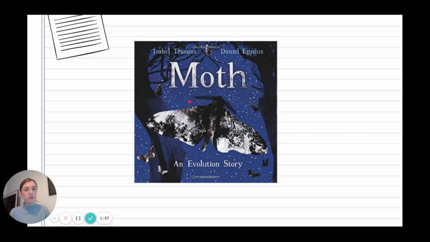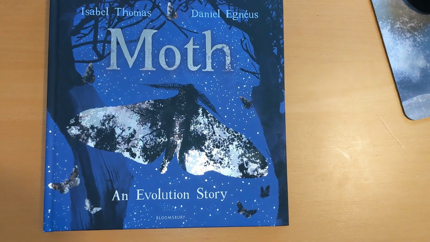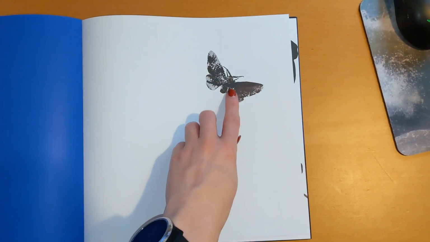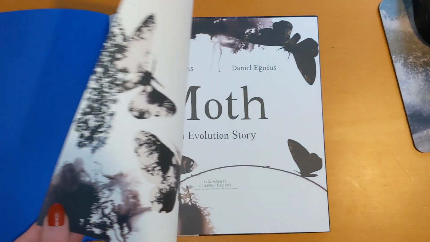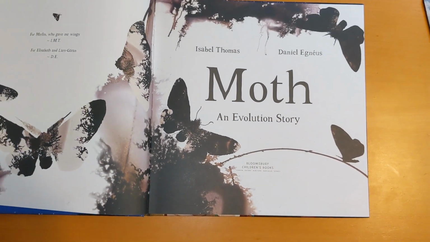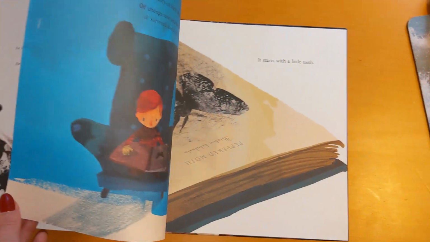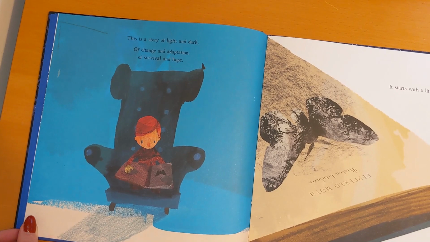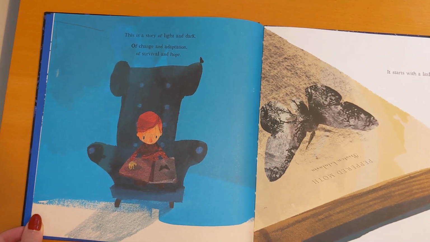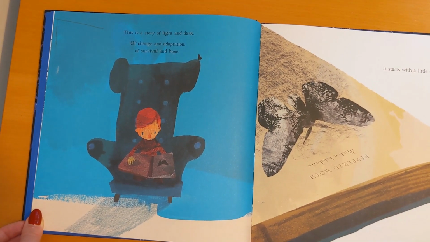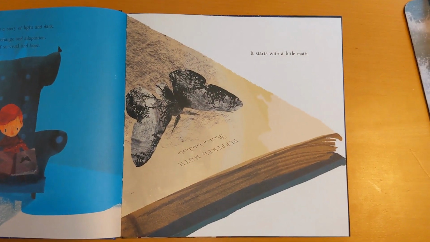It's time to see what is on the first page of our moth story. Moth, an evolution story. I'm excited to see where this little moth is off to. Wow, look at all the beautiful moths. This is a story of light and dark, of change and adaptation, of survival and hope. It starts with a little moth.